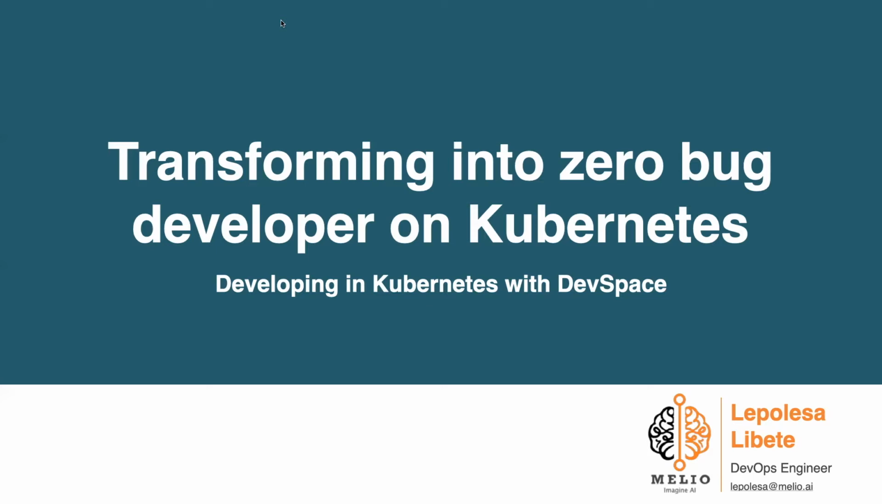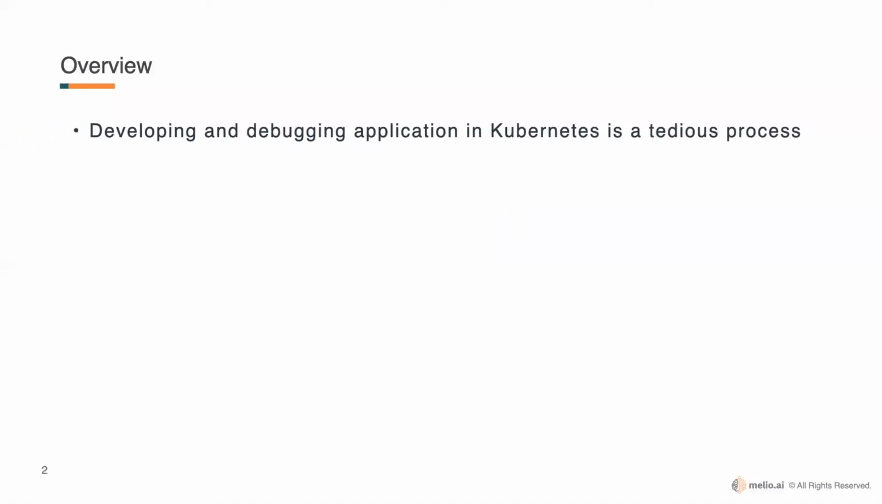Okay, thank you, Harry. Hi, everybody. Today I just want to look into how we can transform our developers into zero bug. We know that we can't really get to zero bug, but how can we minimize it by using a tool called DevSpace, developing inside Kubernetes? Developing in Kubernetes is quite a tedious process.